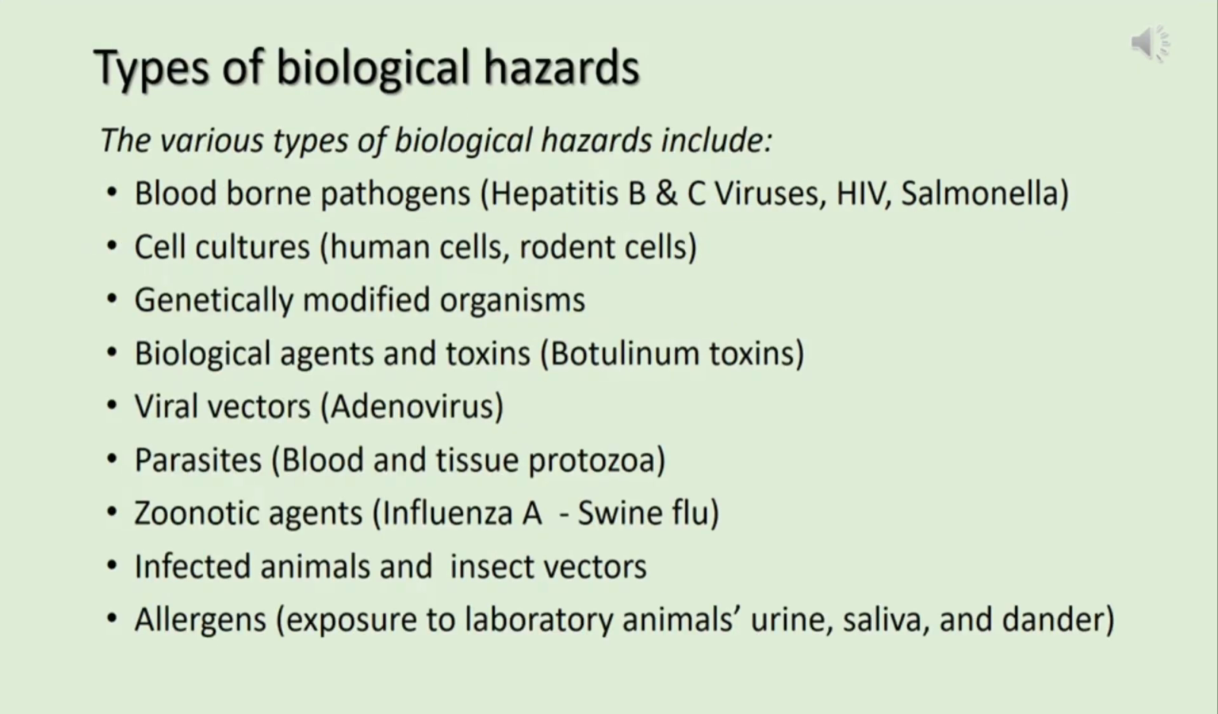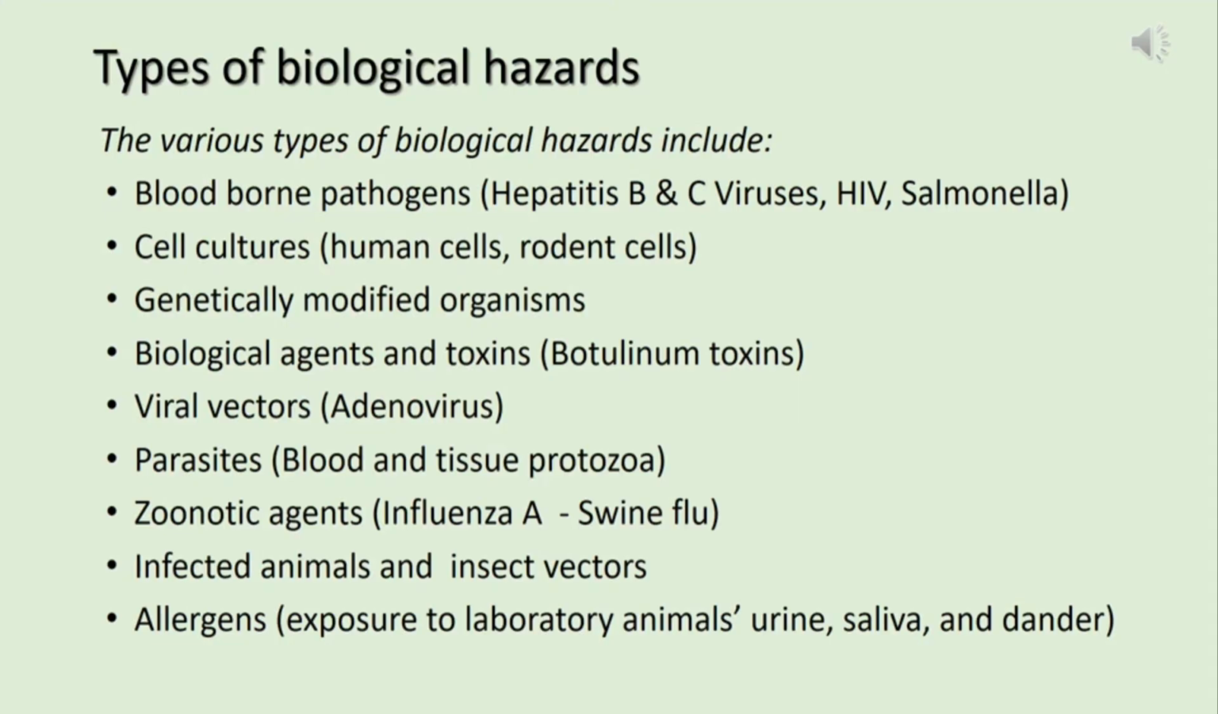This slide shows there are different types of biological hazards. For example, blood-borne pathogens. Blood-borne pathogens are microorganisms such as bacteria, viruses, or parasites, which are carried in blood or body fluids. Examples are hepatitis B and C viruses, and HIV. These can cause diseases in people. And cell cultures. For example, we use human cell models or sometimes rodent cell models to conduct research to test the effect of certain drugs on cells. So these can be biological hazards as well.